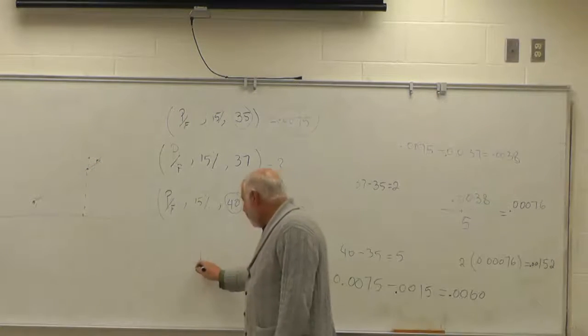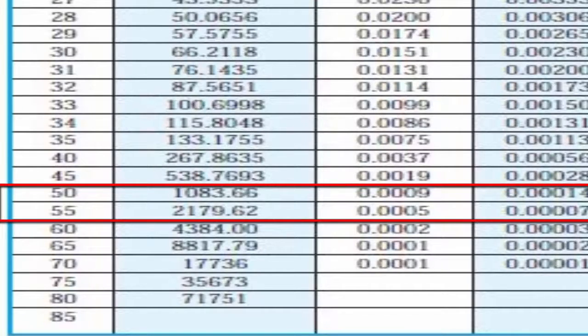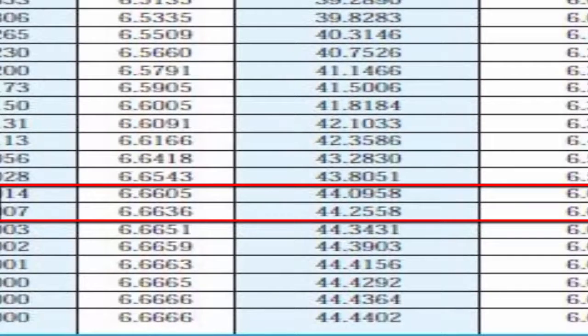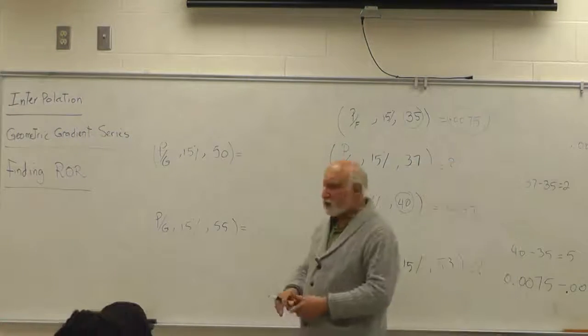Calculate P given G, 15%, in 53 years using interpolation. What is that number? So you go to the table. What do you look at? What's before and after? 50 and 55. Those are the years we have in the table. These two numbers are in the table. What are these two numbers?